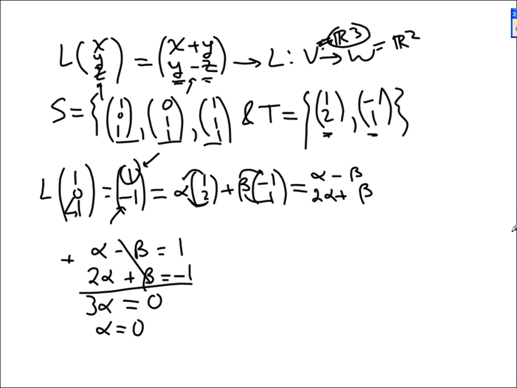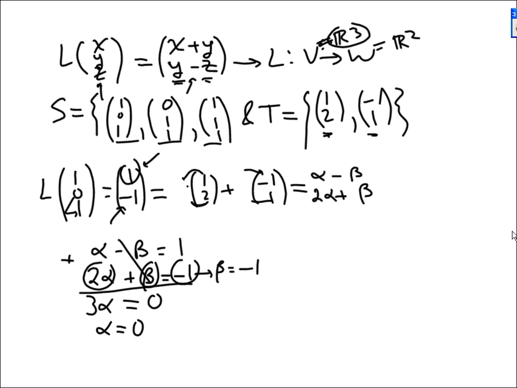I didn't see how easy it was. So now we know alpha is 0. So twice alpha is 0. Add beta, you get beta equals negative 1. If you don't see the answer, like I didn't, you can solve it the way I just did.